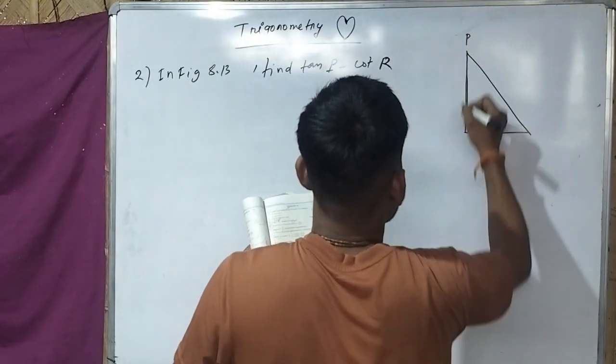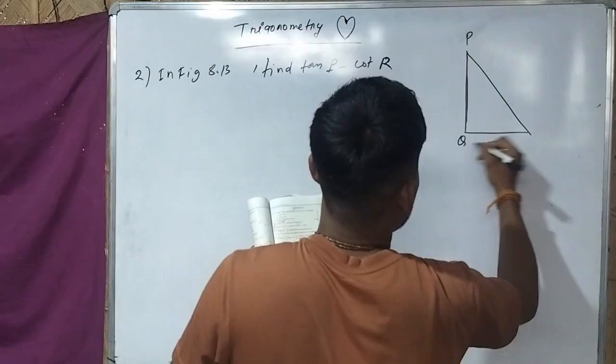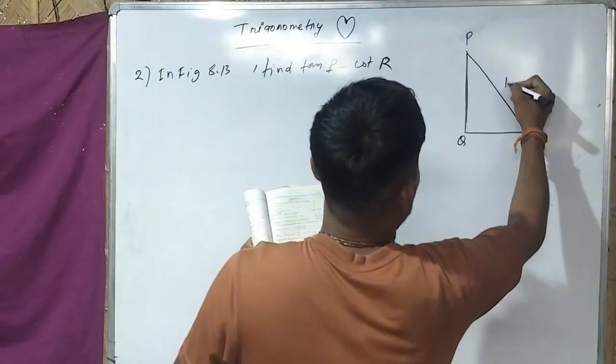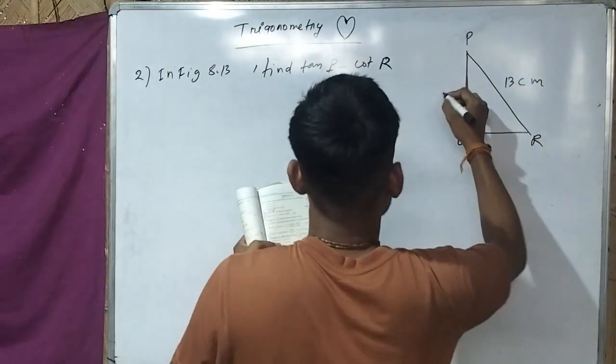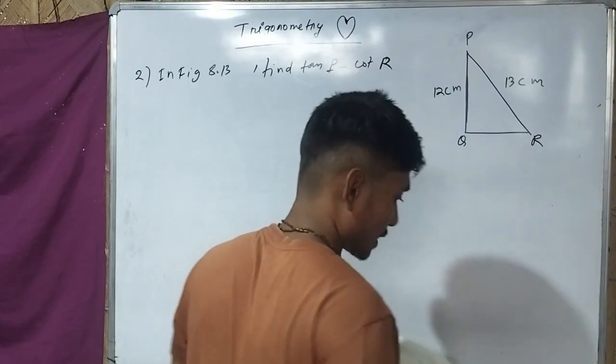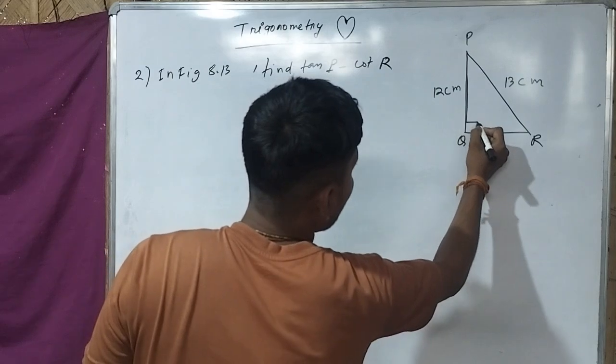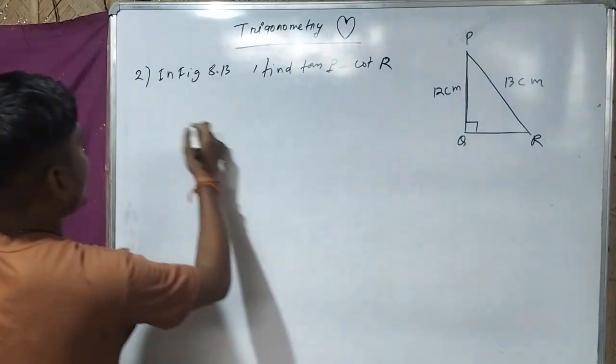Now this is P. This is Q. This is R. PR is given as 13 centimeter and PQ is given as 12 centimeter. Now we have to find tan P minus cot R.